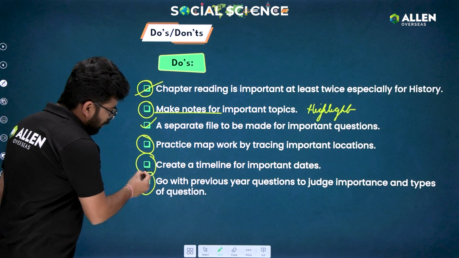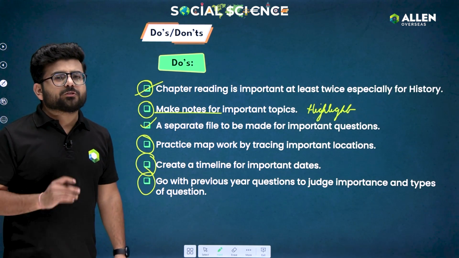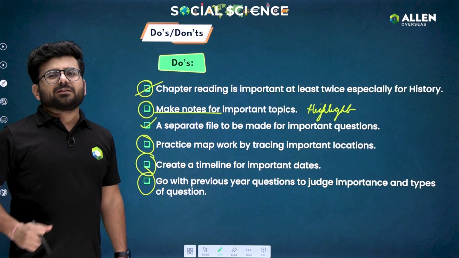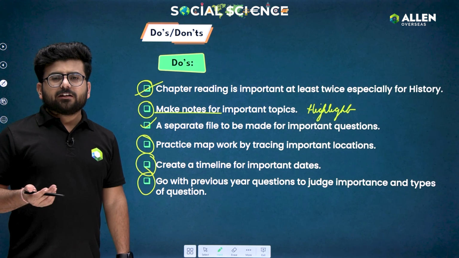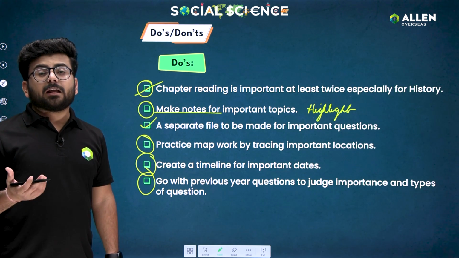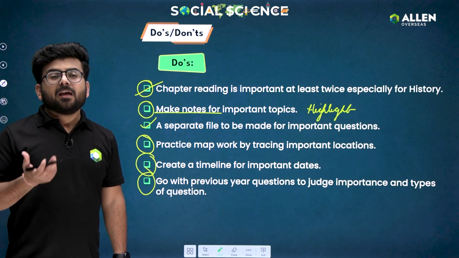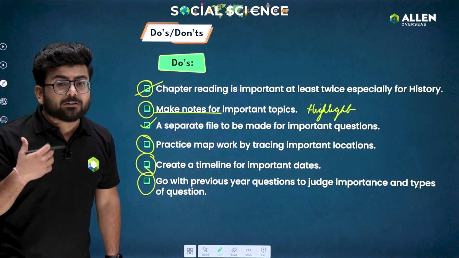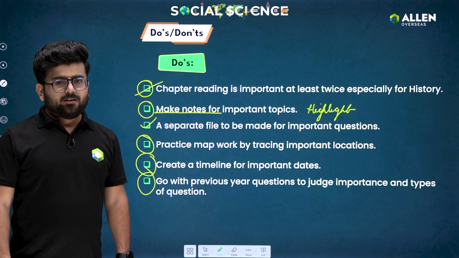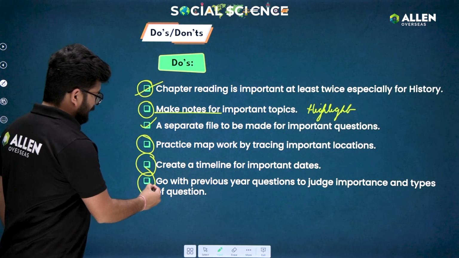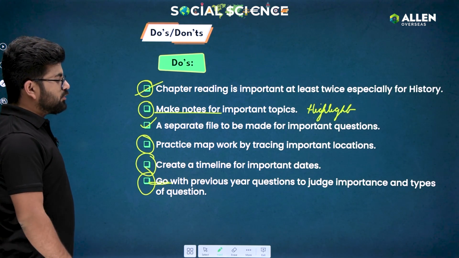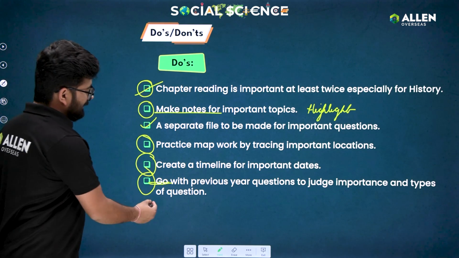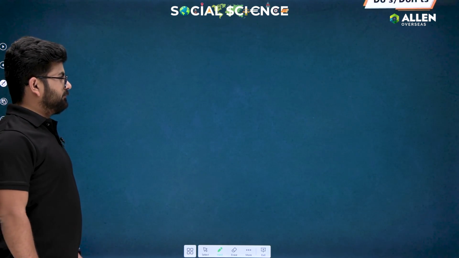And very important, it is very important for us to go through previous year questions, because going through previous year questions will give us an idea of what type of question can come in the examination and which topics are very important to read. So it is important to go through previous year questions to judge the importance and type of questions asked in board examinations.